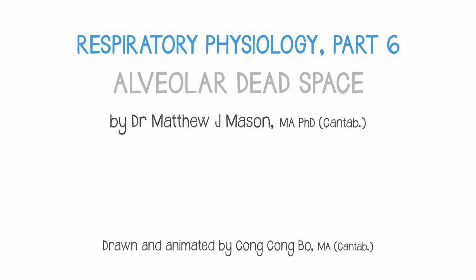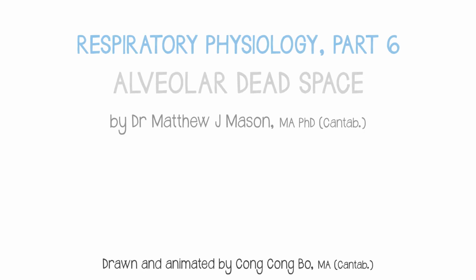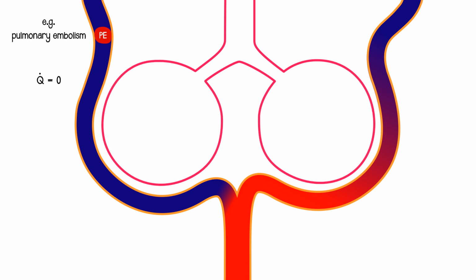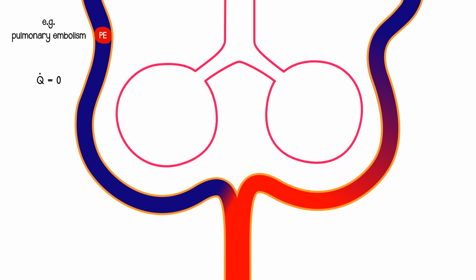I now want to look at a related situation, which is the reverse problem. So now we have a lobe of the lung which is being ventilated absolutely fine, there's no problem with that, but the perfusion is now compromised. There's a blockage in the blood supply to that part of the lung, and maybe that's a pulmonary embolism. That would be the most common cause.